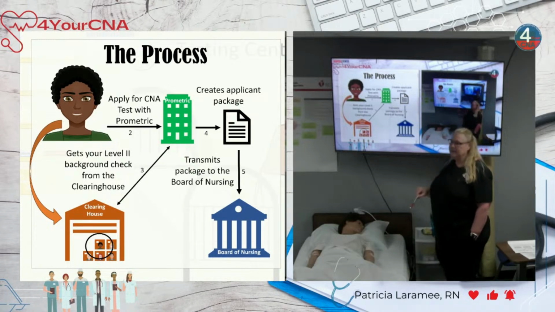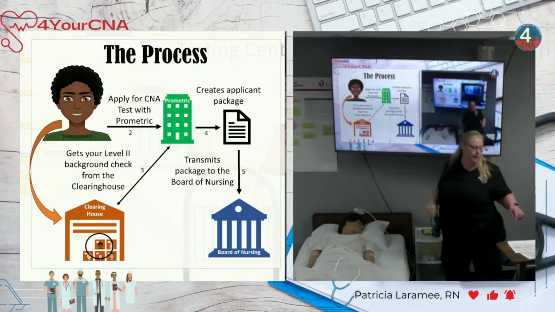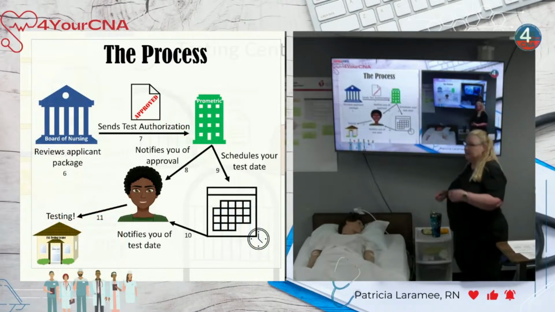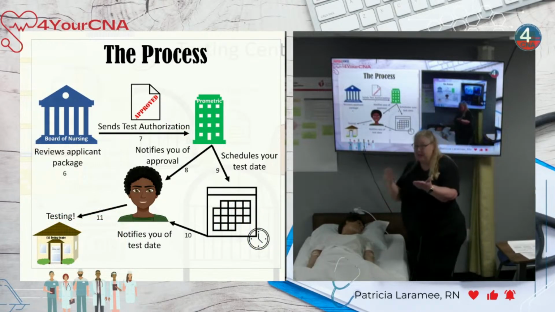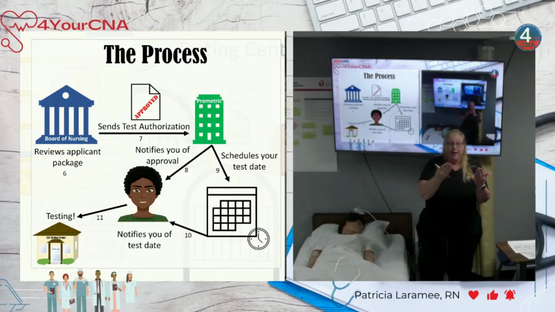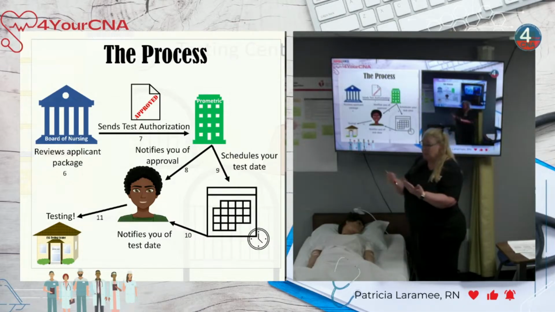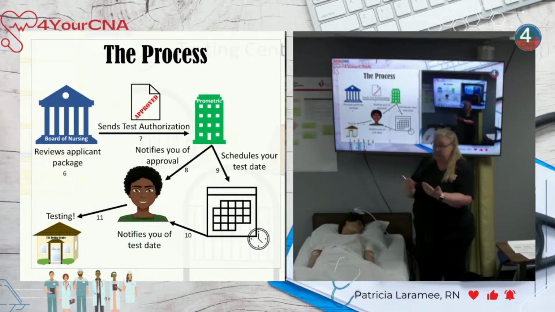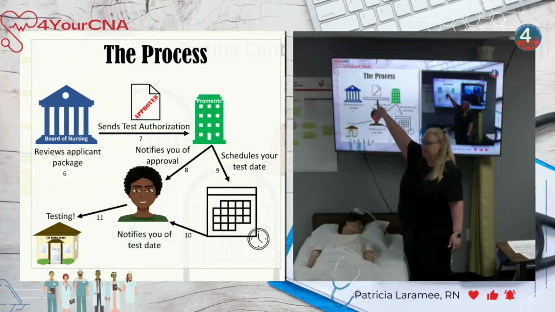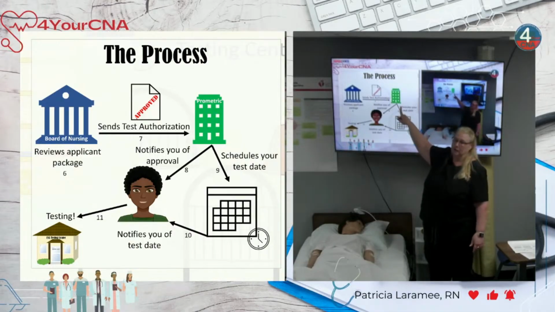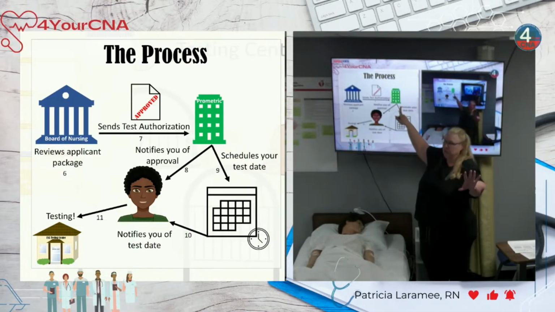This is an eyes-on event, a human event. This packet gets sent to the Board of Nursing, and somebody, some individual looks at your background check and your packet and makes sure that you are a safe bet, that you're not going to murder grandma with a candlestick in the middle of the night. They have to make sure that you're a safe bet. Once they do that, once the Board of Nursing says, okay, no problem, they're going to send a test authorization to Prometric. Basically, they're saying, yes, this person, good to go.